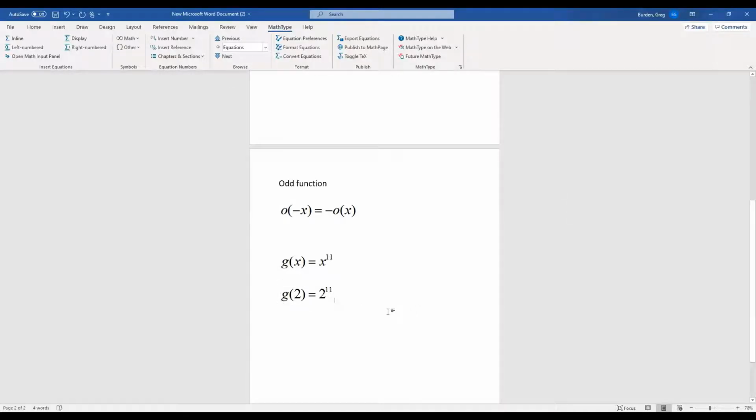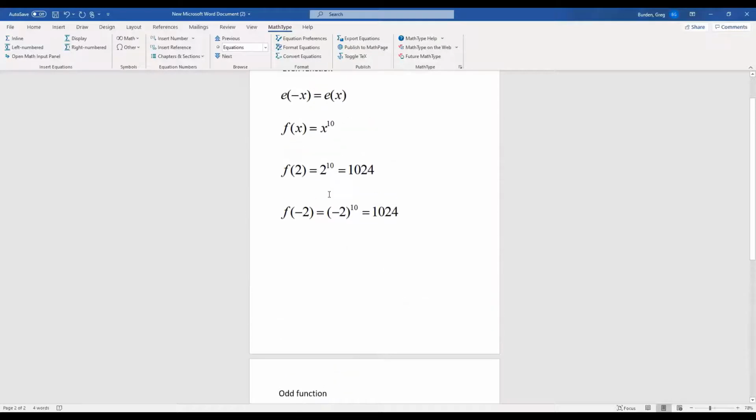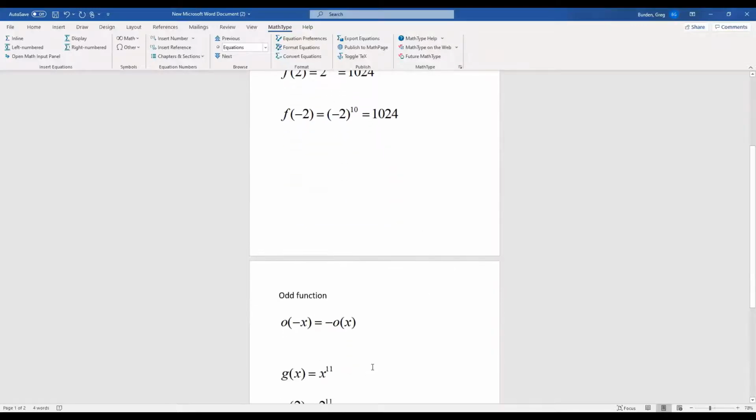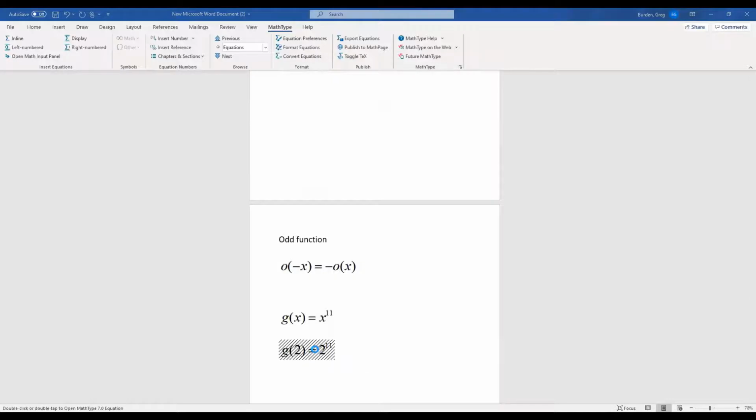G of 2, I probably don't even need a calculator for that. The 10th power was 1024, twice that would be the 11th power, 2048.